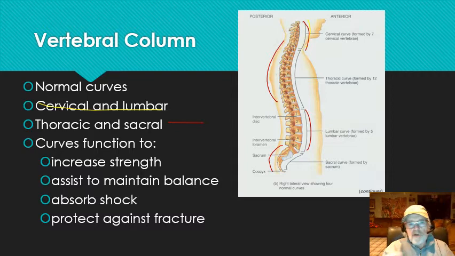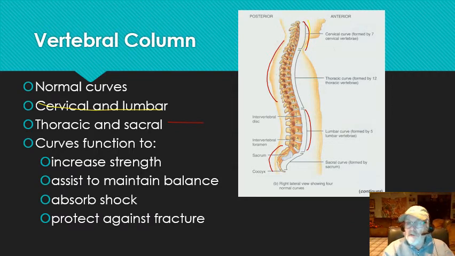Again, what these curves do is increase the overall strength of the vertebral column because they're able to buffer a little bit of the forces there. So it assists in maintaining balance. The vertebral column is shifting things around to be able to maintain balance. We'll talk a little about that later on. It's absorbing shock, almost like a minor spring-like action, and that curve also protects against fracture.